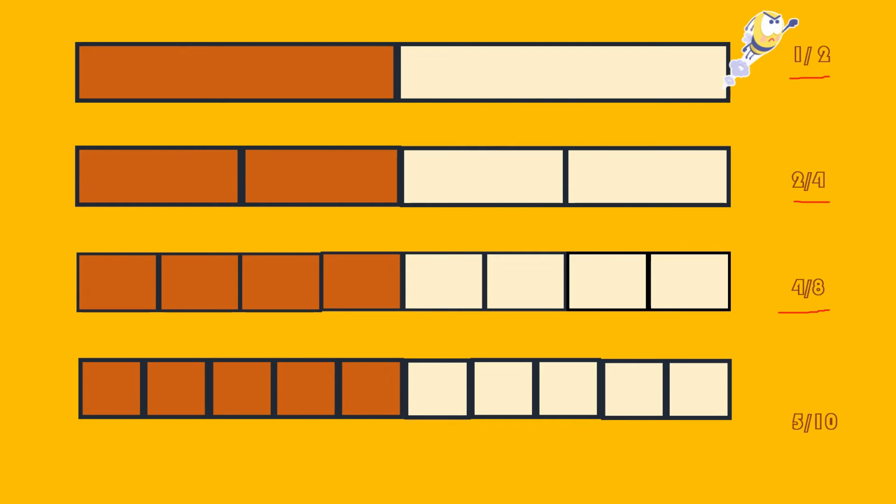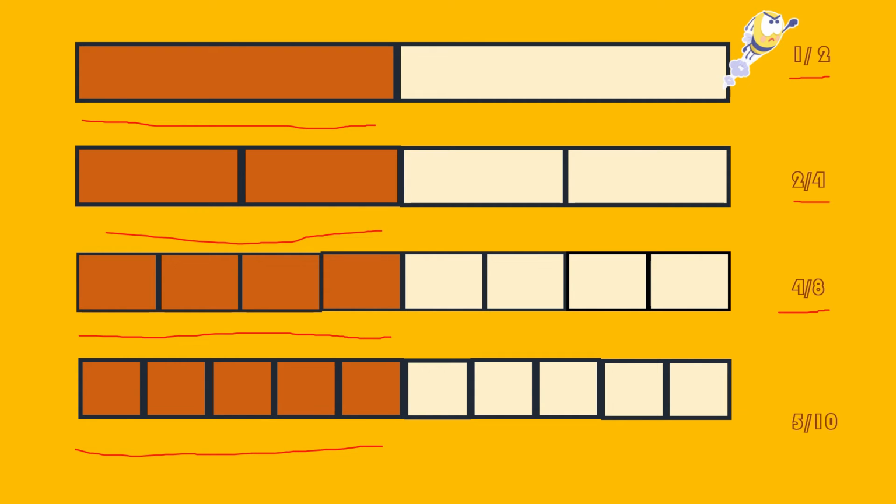So you see that the fractions all look different. It's 1 by 2, this is 2 by 4, 4 by 8, and 5 by 10. But they are actually representing the same amount of color. You can see in all these stripes, the area covered by the brown color is the same no matter how many blocks I have drawn. So all these fractions are equal, and hence the name equivalent fractions.